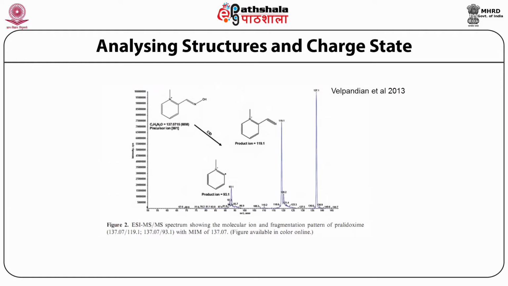Apart from the things which I told you earlier, analyzing structures and their charge state is also possible by using this instrument. What you see here is the ESI-MS spectrum showing the molecular ion fragmentation pattern of pralidoxime, which is a drug. It shows that it's getting singly protonated, and from the molecular weight, it already is a quaternary ammonium compound. Therefore, it's already charged once, so it is not undergoing separate protonation. Its molecular weight is shown here. The molecular weight of this compound is 137, and you see here 137, and it's getting formed.